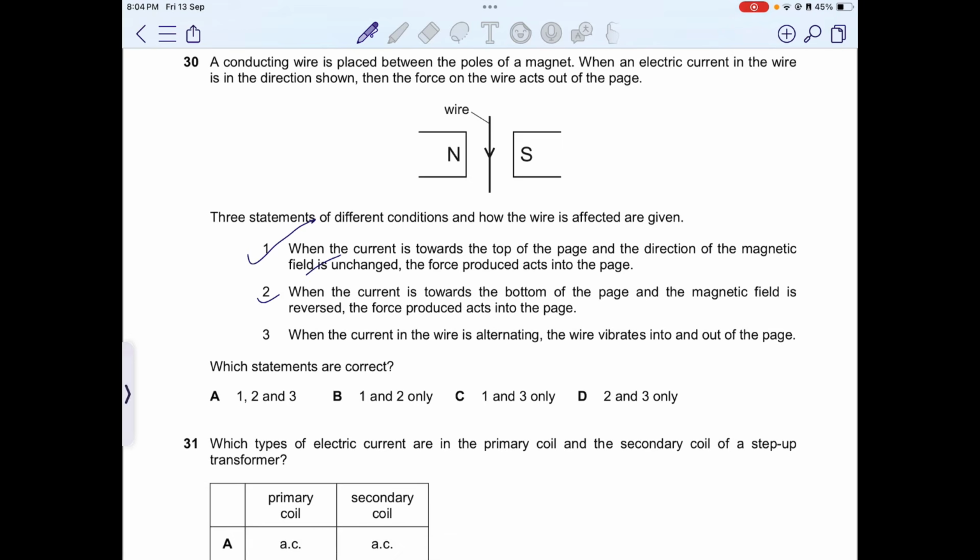It says when the current is alternating, the wire vibrates in and out of the page quickly. Yes, because it's alternating, and the direction of the current is changing quickly, so it alternates. So 1, 2, and 3. For this, try to use your hand, and then only you can get it.